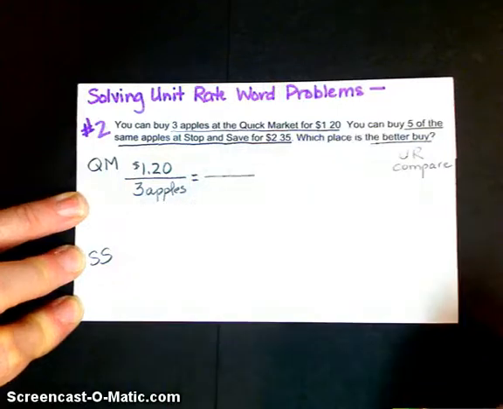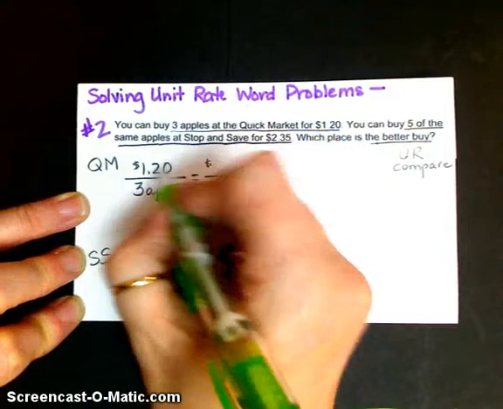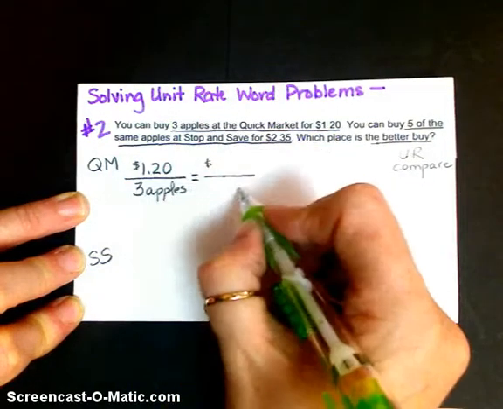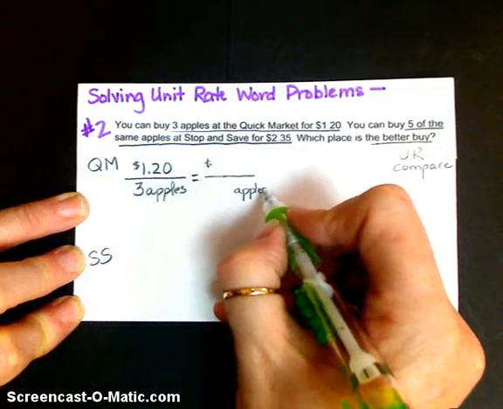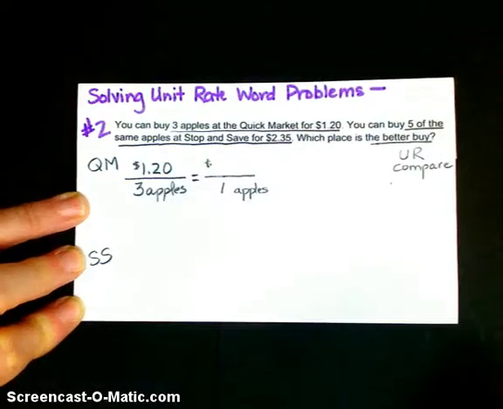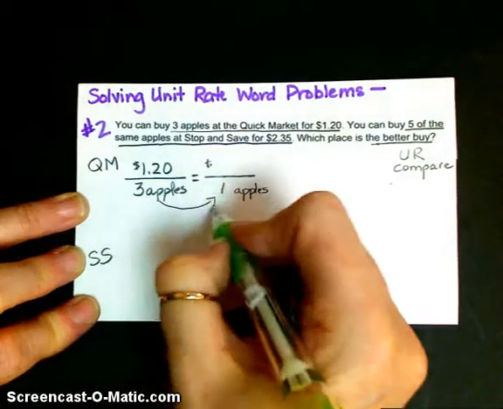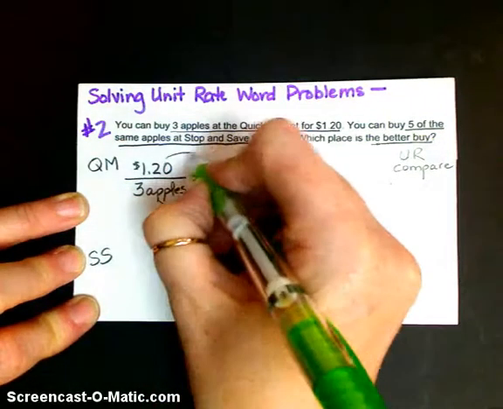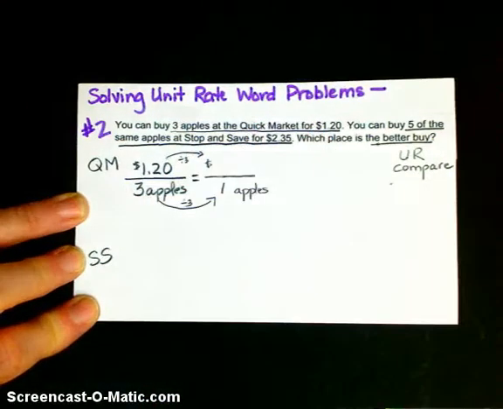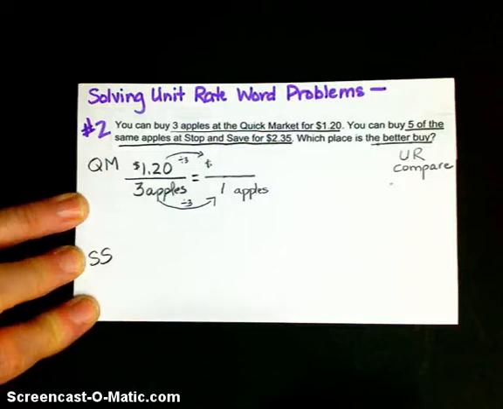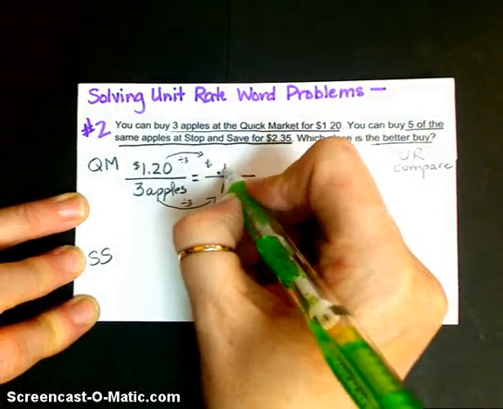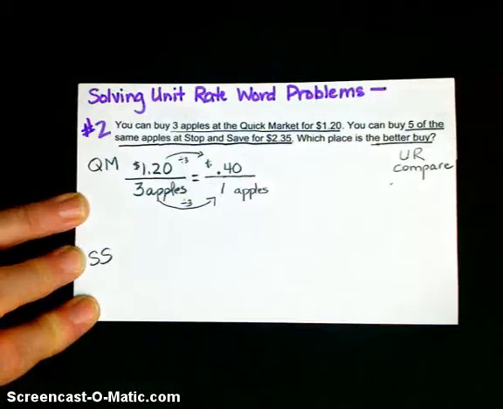Here's the rest of my skeleton. The top label has to be money. The bottom label has to be apples. I want to know how much money I am spending for 1 apple. I'm going from 3 to 1, so I have to divide by 3. $1.20 divided by 3 means I'm going to spend 40 cents per apple at the Quick Market.